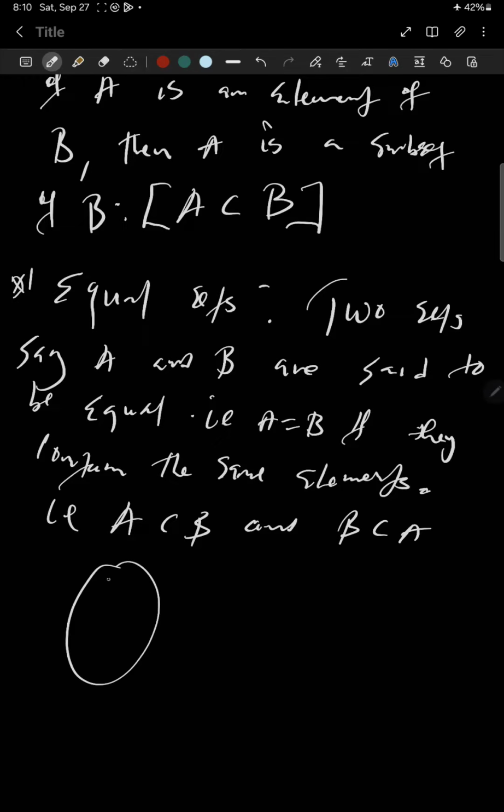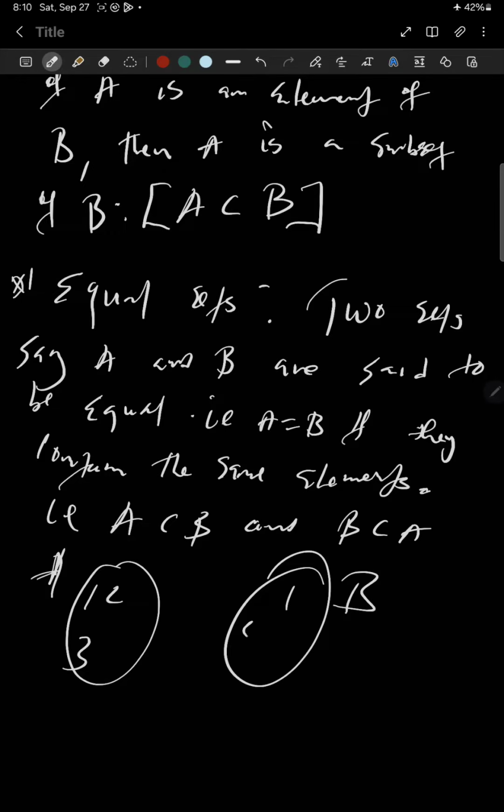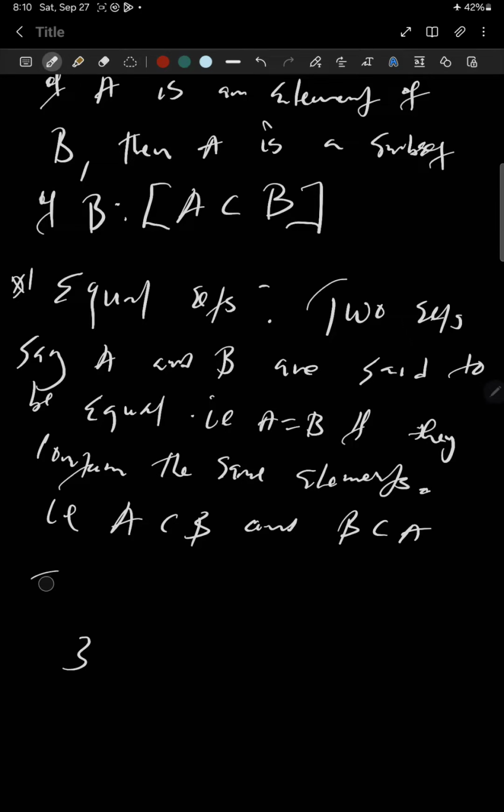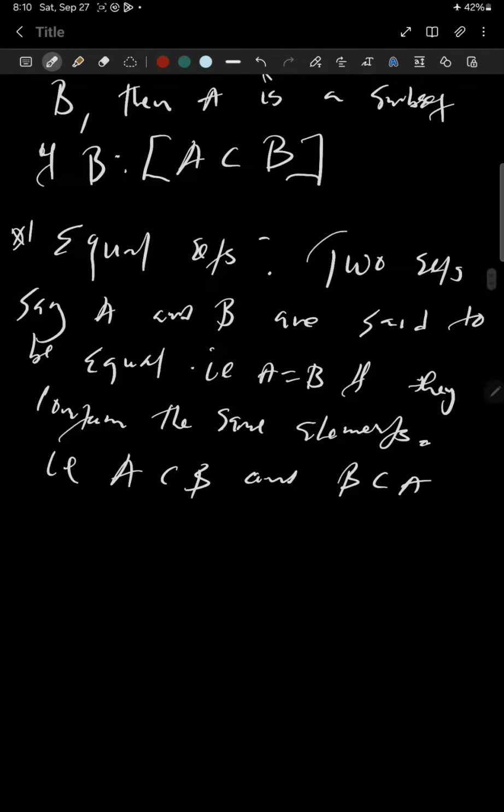So if this is set A, we have 1, 2, 3, then set B needs to have 1, 2, 3. That's what it means. Those are equal sets. Then we go to the third definition, the empty set.